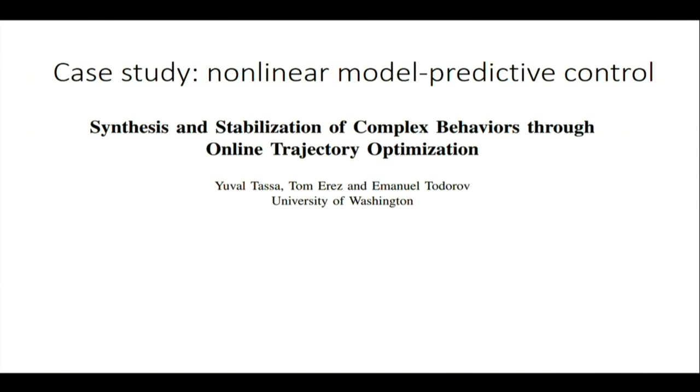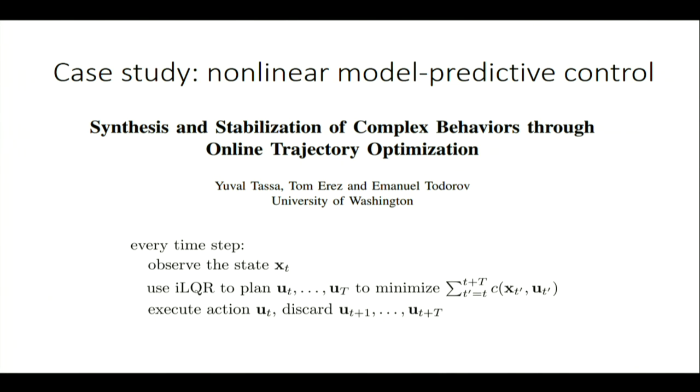OK, so let's talk about an example of a paper that uses this technique. There's no deep learning, there's no reinforcement learning going on here. This is just the optimal control stuff. But it's kind of cool to look at what it can do. This is that synthesis and stabilization paper that I had on the previous slide. And what they're going to do is use iterative LQR with model predictive control.